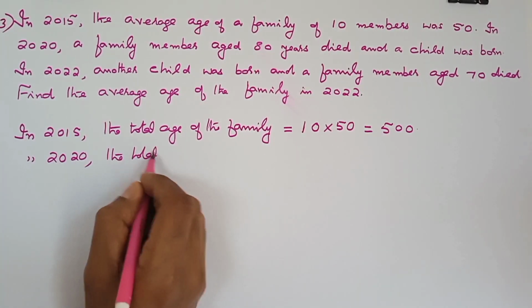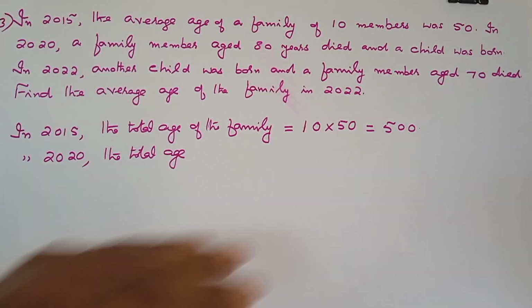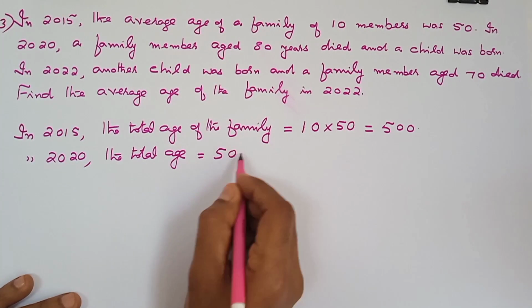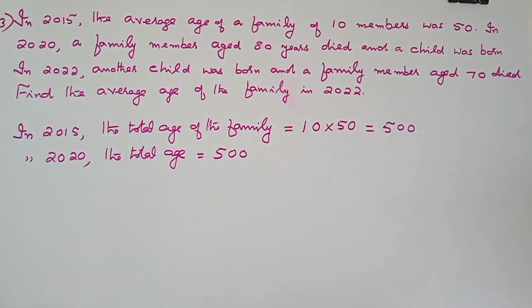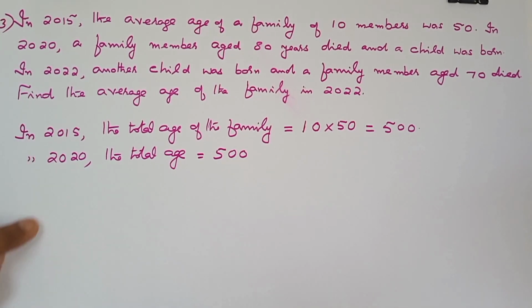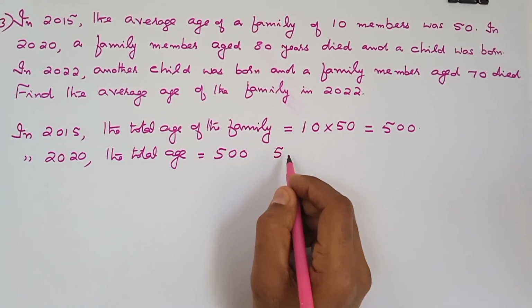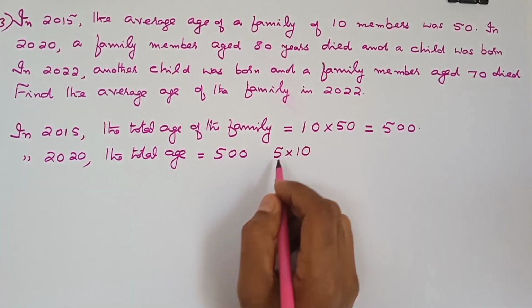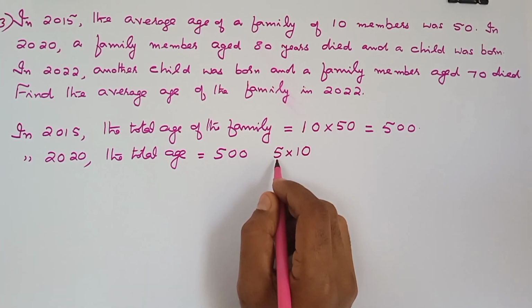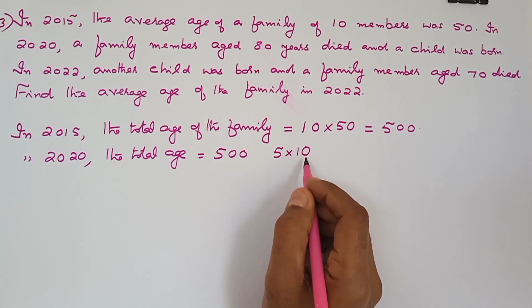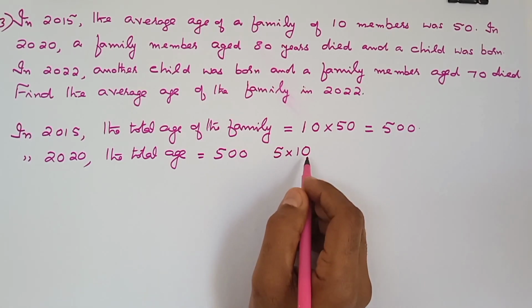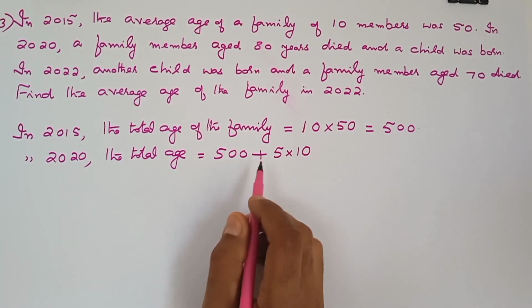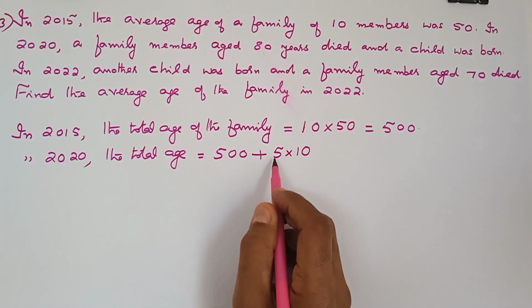In 2020, you can work out the total age of the family again. You begin with 500, which was the total age in 2015. Then there is a gap of 5 years. Each member of the family will grow older by 5 years. How many members are there? 10 members are there. So the total age will get increased by 5, which is the number of years by which each one grew older, into 10, the number of members in the family. The total age of the family will get increased by 50, which is 5 into 10.